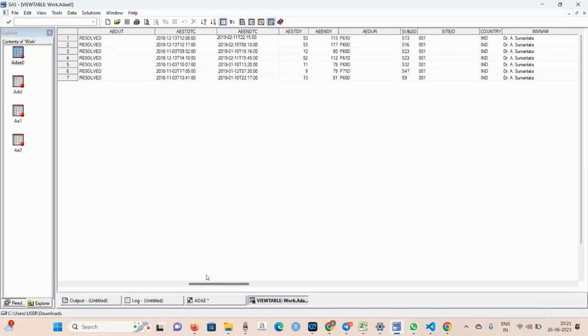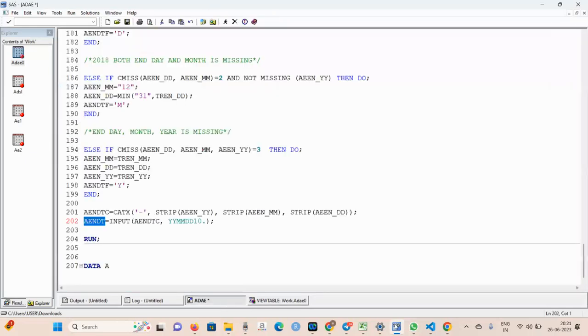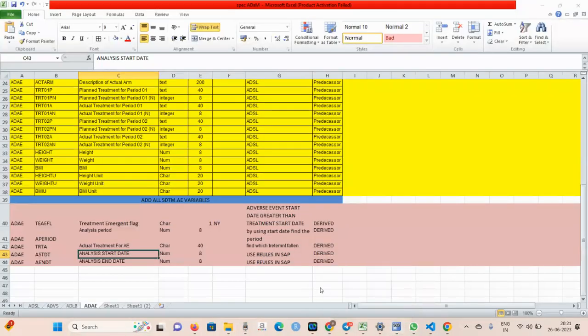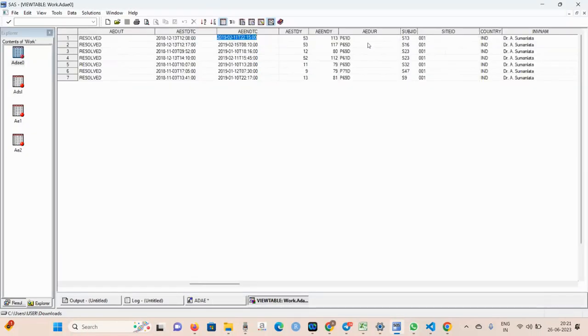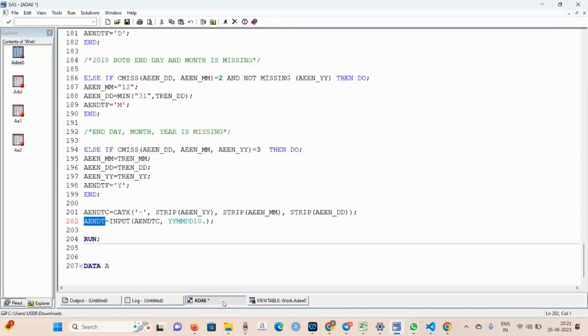But right now, I'm going to directly allot this value. So analysis end date, AENDT. I will directly map to these dates only, because there are no missing values and no partial dates. So I'm going to directly allot this one to AENDT. I just take this one out.